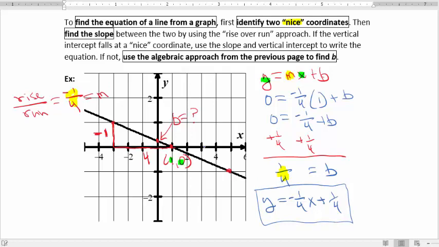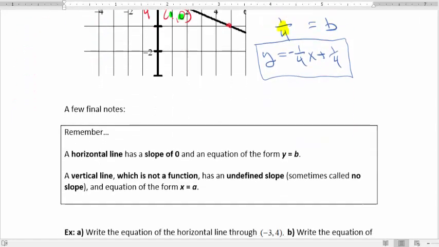And then you can see from the graph, that point, I didn't know what it was exactly. I knew it was between 0 and 1. It's definitely closer to 0. So 1/4 actually makes sense for that to be the y-intercept. So there's the equation of that line from the graph.